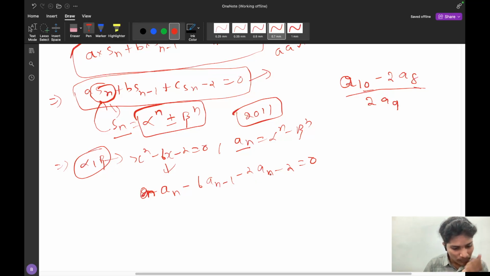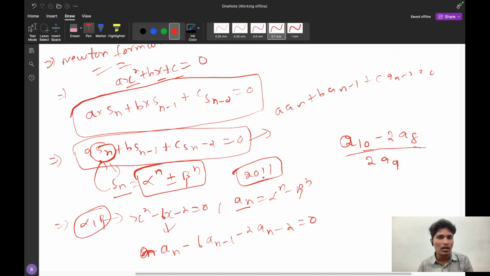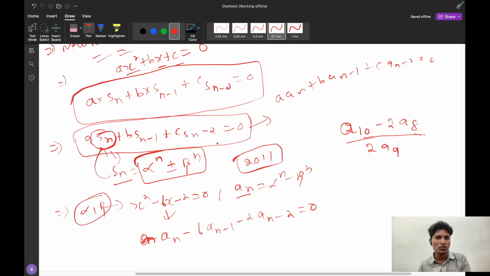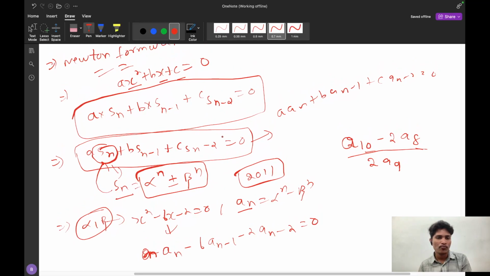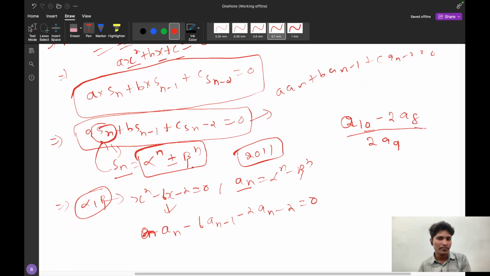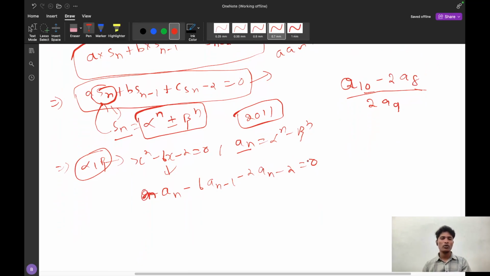One second, guys. In the formula, it is Sn minus 2. Yes, it is correct only. So it is minus 2 into an minus 2.